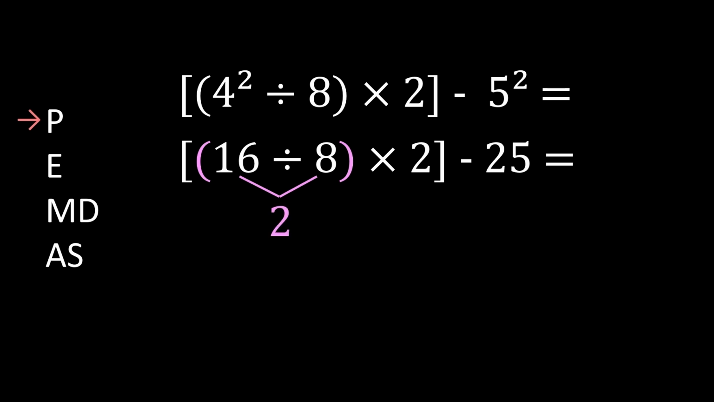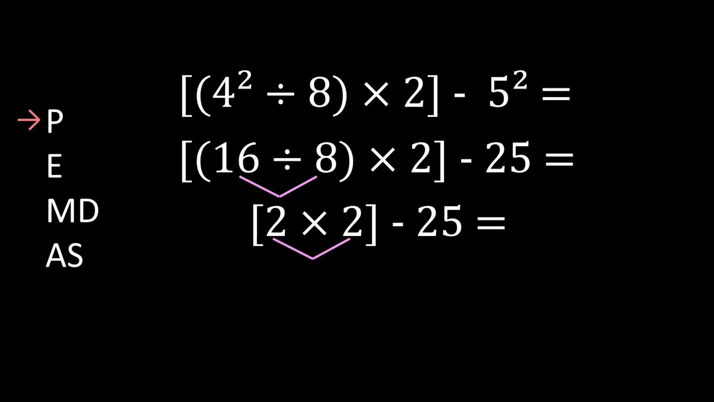I can bring down the rest of the problem, again being careful to keep the grouping symbols in the correct place. And now inside the grouping symbols, I only have one step remaining, 2 times 2. That's the step I'll need to take next. 2 times 2 is 4. And now I'll bring down the rest of the problem, and I'll have 4 minus 25. You also need to be careful in working order of operation problems and making sure that you follow all of your integer rules. 4 minus 25 is going to be a negative number. 4 minus 25 is negative 19.